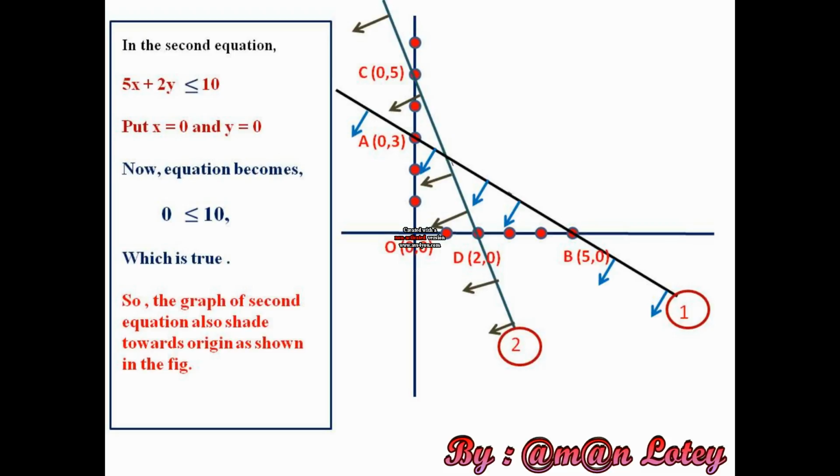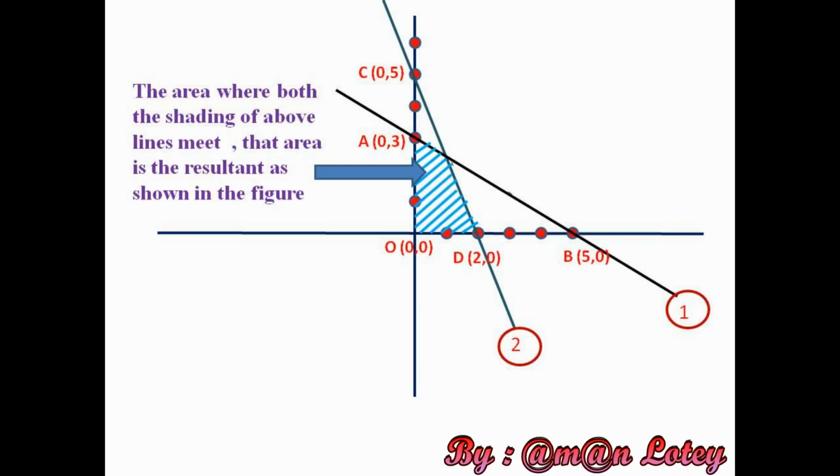Similarly, we have to shade the second equation. In the second equation, 5x plus 2y is less than or equal to 10. Put x equal to 0 and y equal to 0. After putting this value, we get 0 is less than or equal to 10, which is true, because 0 is always less than 10. As we already said, if the condition is true, we have to shade the graph toward the origin. So in this case also, we shade toward the origin as shown in the figure. The common area where the shading of the above two lines meet is the resultant region, which is used to maximize the objective function of the linear programming problem.